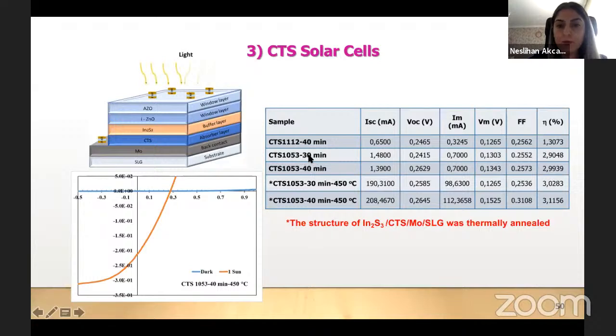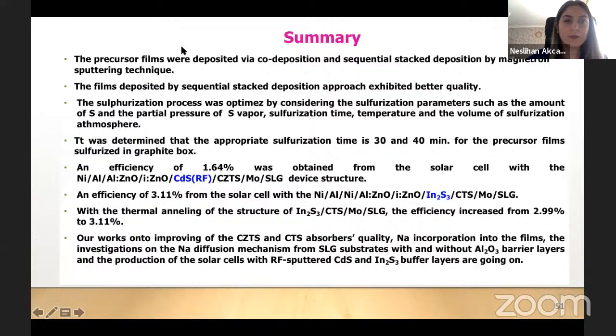Especially for the film sulfurized for 30 minutes, here you see the efficiency value was 2.9% at the beginning, and then we annealed the structure of indium sulfide, CTS, moly and soda lime glass substrate. We annealed this structure, and we saw that the efficiency value increased. We thermally annealed this structure. So now I'm at the end of my talk.